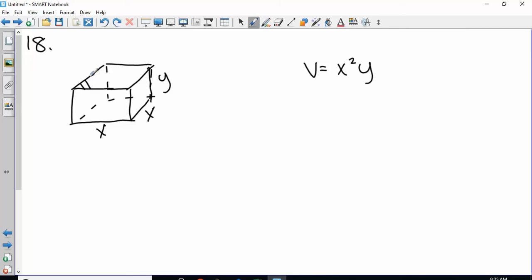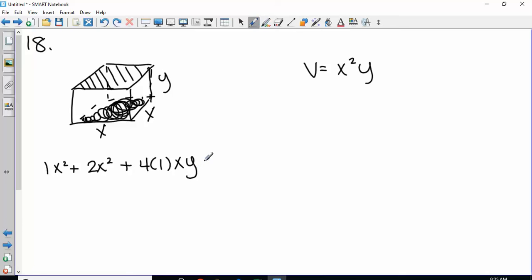So that's where the cost comes into play. So the top costs $1 to make. So what's the area of the top of this box? X squared, and we're paying $1 for that. Okay, how much does the bottom cost? $2, and the area of that is also X squared. Okay, we have 4 sides. We pay $1 for each of them, and the area of each side, length times width, is XY. And that equals my total cost of $144.